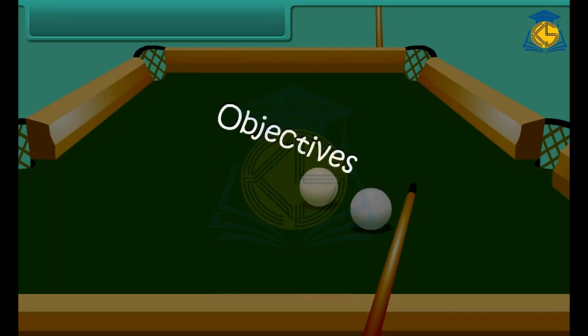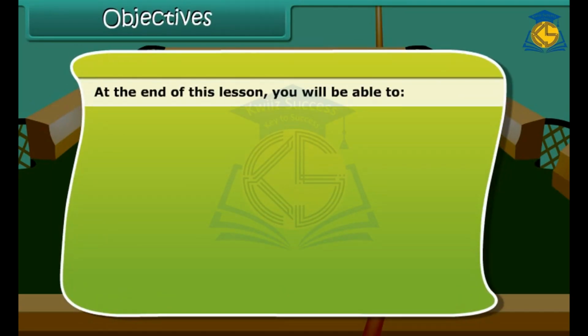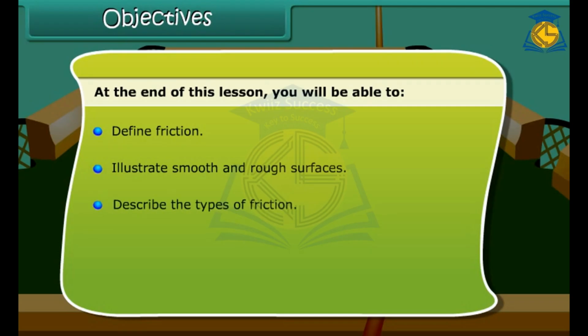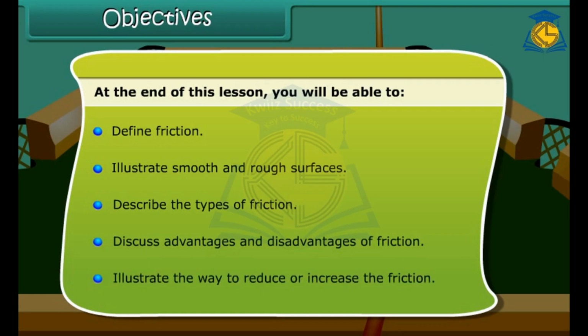Objectives. At the end of this lesson, you will be able to define friction, illustrate smooth and rough surfaces, describe the types of friction, discuss advantages and disadvantages of friction, and illustrate the way to reduce or increase the friction.